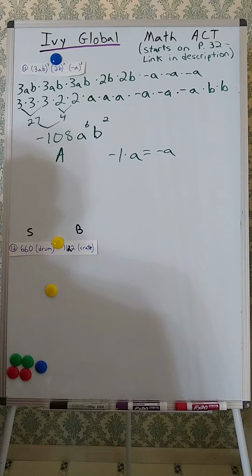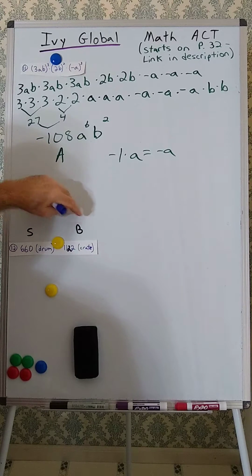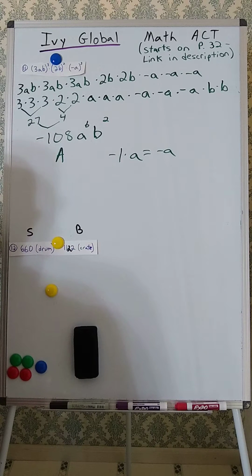All right, number 12 says, sausages are sold in drums of 660, and buns are sold in crates of 1,122. Nathan wants to buy the same number of sausages as buns. Not drums and crates, but sausages and buns. What is the minimum total number of drums and crates that Nathan must buy?